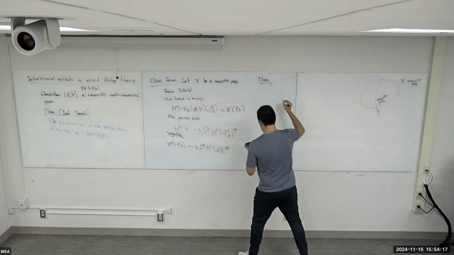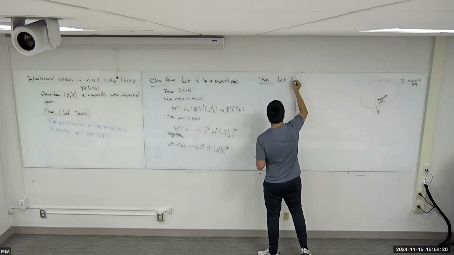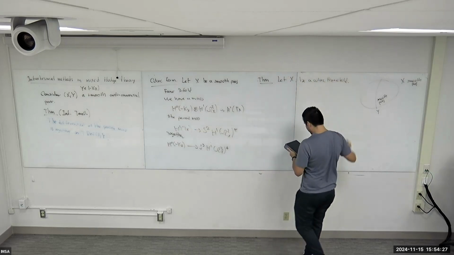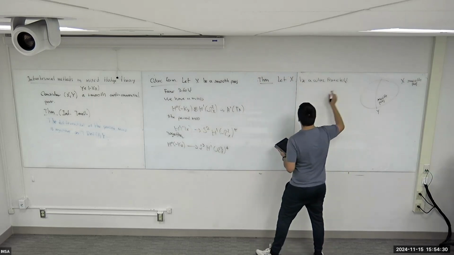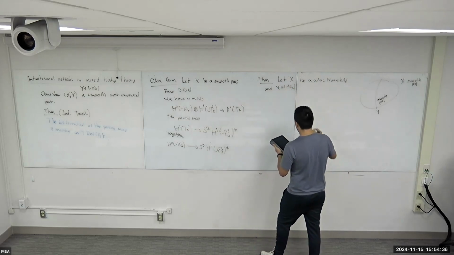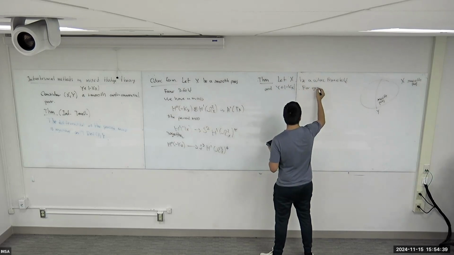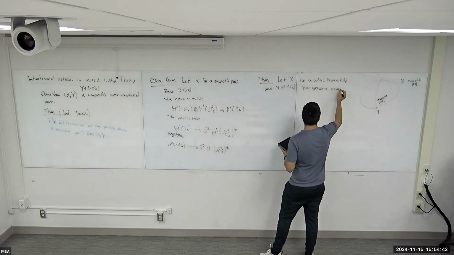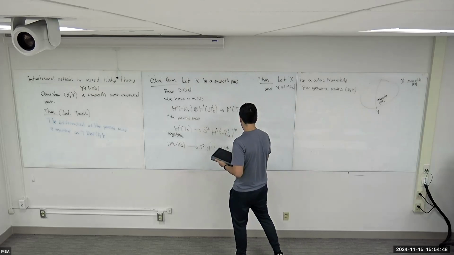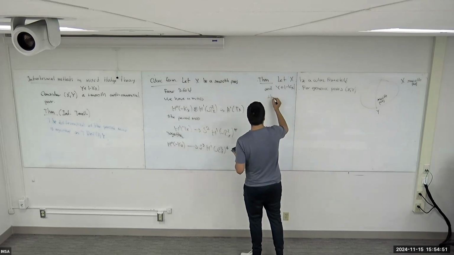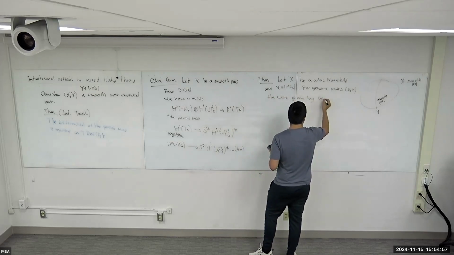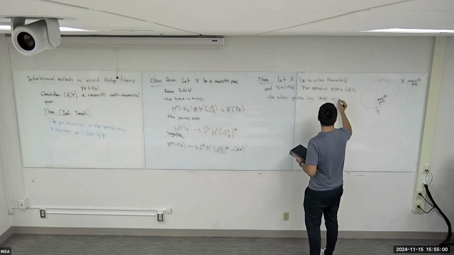So theorem: let X be a cubic threefold and Y an anticanonical section. Then for generic pairs X and Y, the cubic, let me call this double star, the cubic given by double star is smooth.